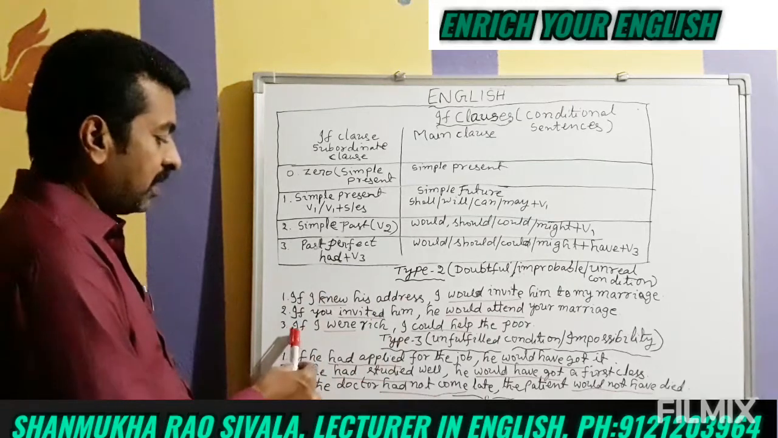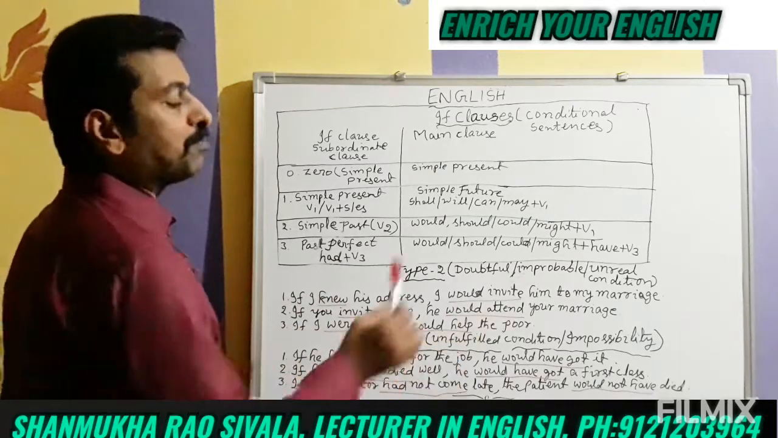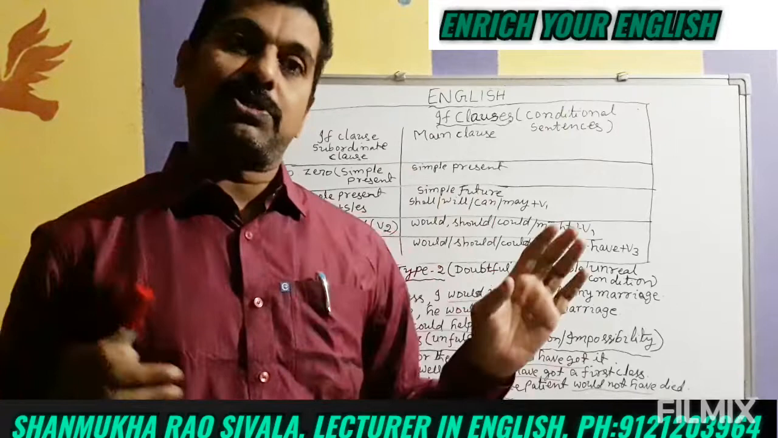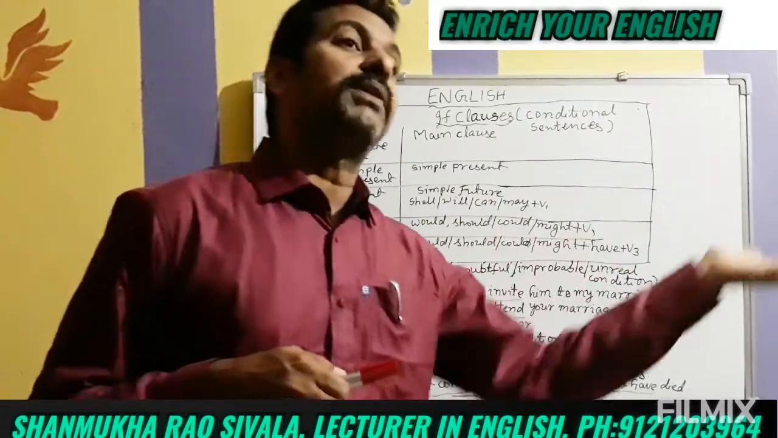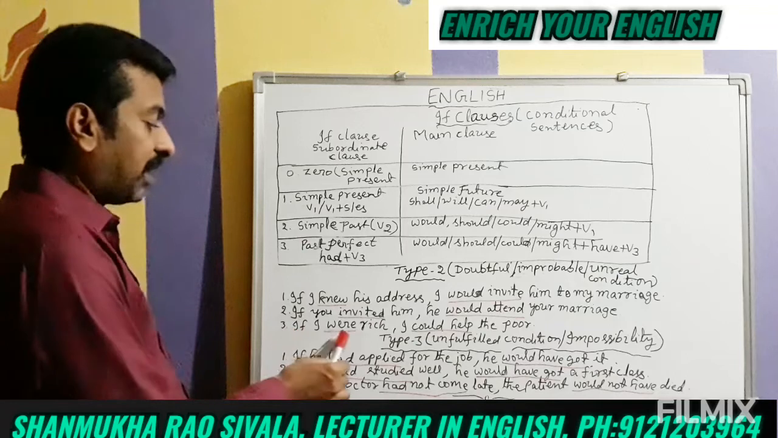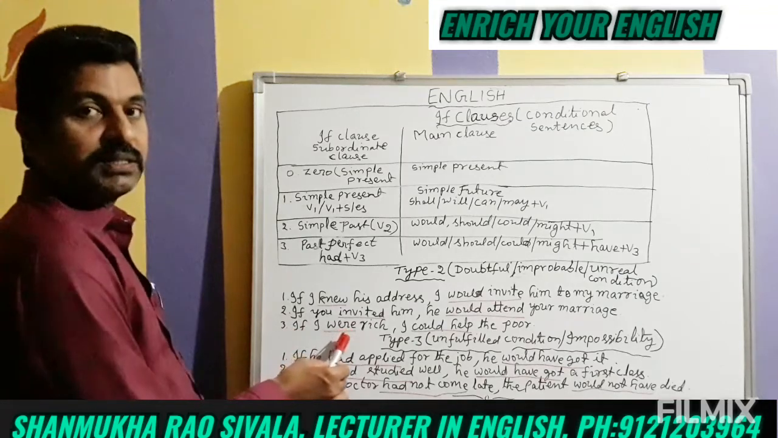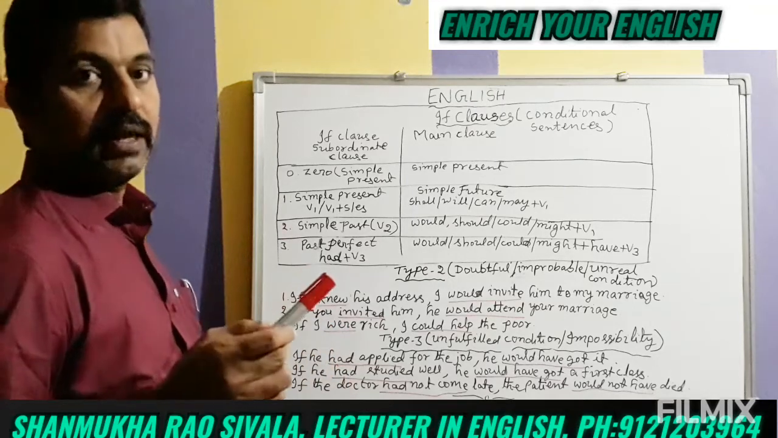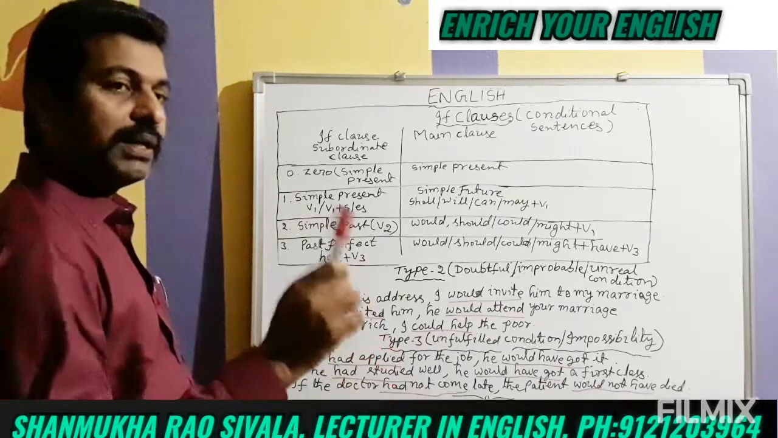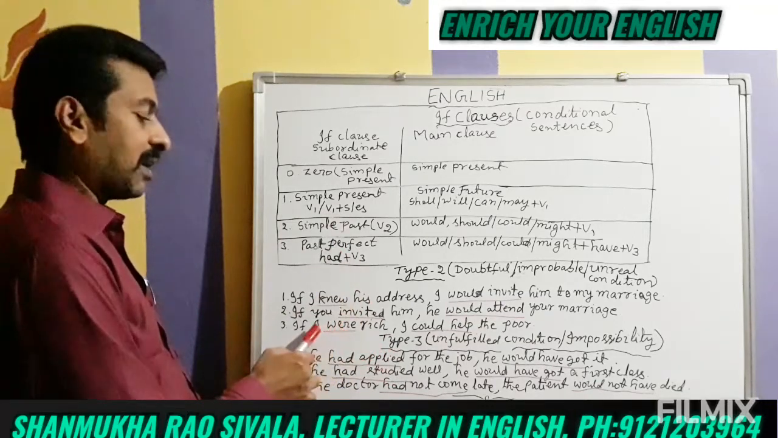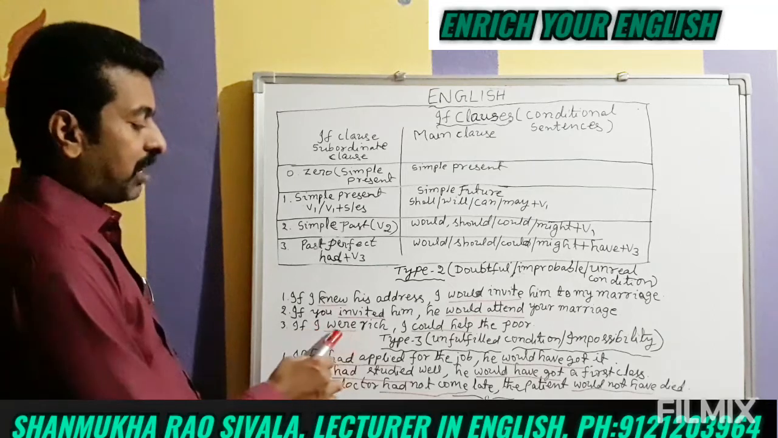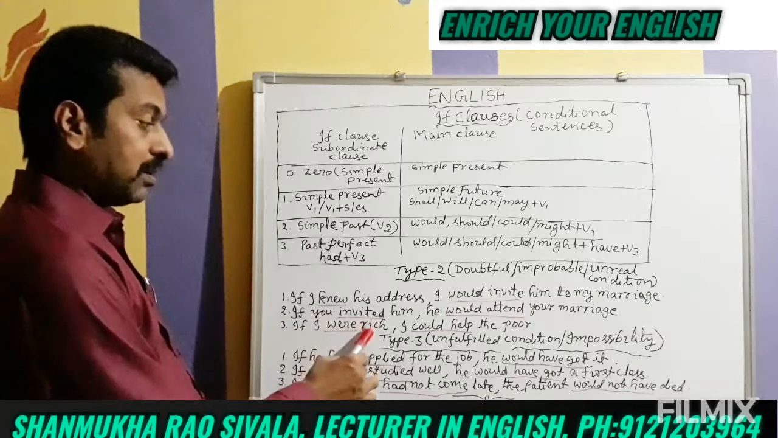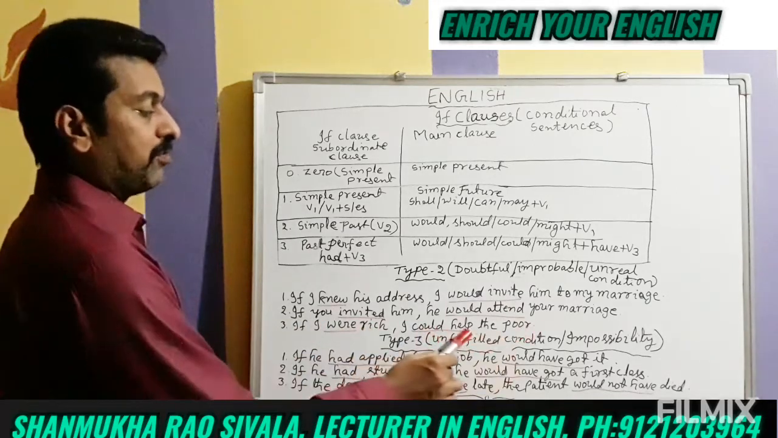Next, the third one is, if I were rich, I could help the poor. I am not rich, I am poor. So I am imagining the situation. If I were rich, I could help the poor people. Generally, in past tense, after I comes was. I was a good teacher. But only in an imaginary condition does were come after I. If I were rich, were is simple past tense, V2. I could help the poor, could plus V1.